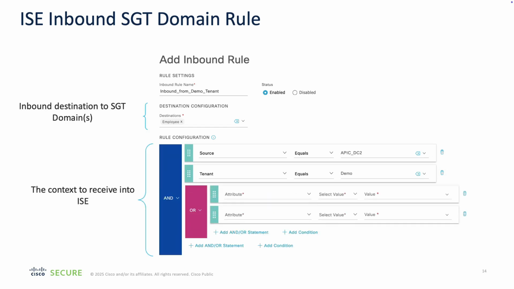And what are the conditions or the rules for this? I've just said the source is from this APIC connection. I'm going to bring in bindings from the tenant called demo. And I'm going to say the EPG I want to bring in is called Demo Web EPG. And also I'm going to bring in an EPG called Demo Client EPG. So this is what I'm bringing into ISE.